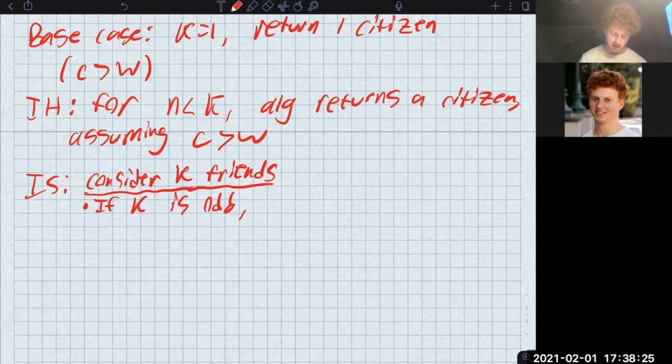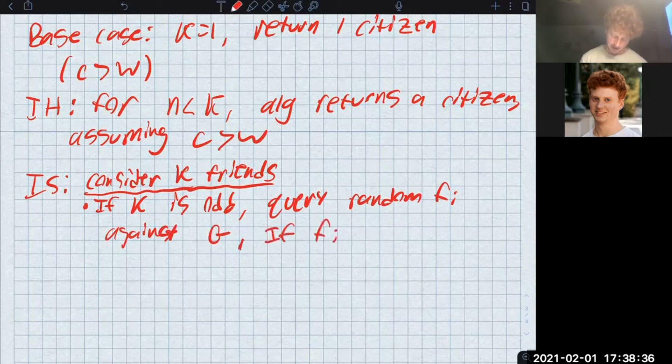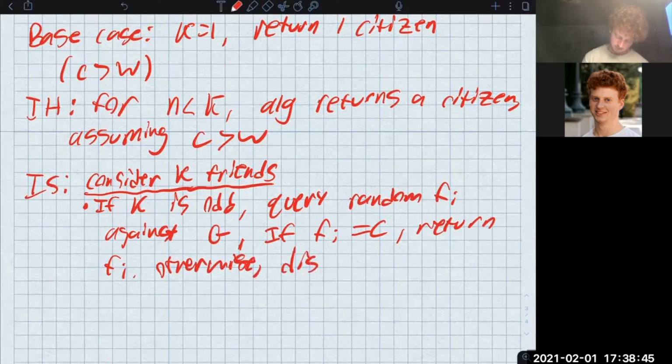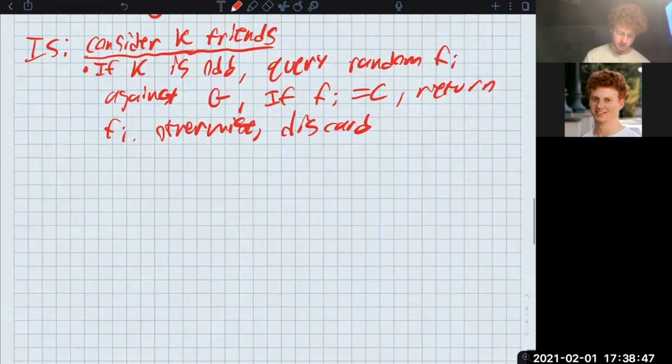So if k is odd, query a random f_i against the group G. If f_i equals a citizen, return f_i, otherwise discard. Now we can move on to the case we were talking about before, where we assume k is even. I'll say now k is even.